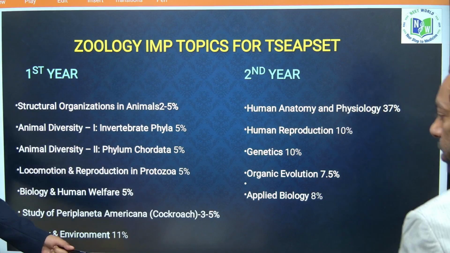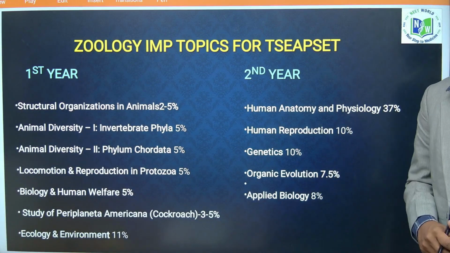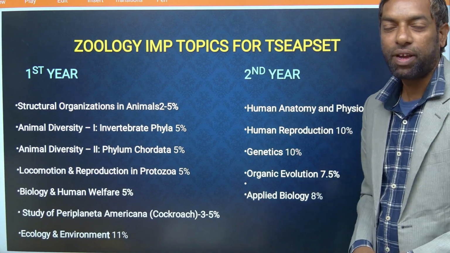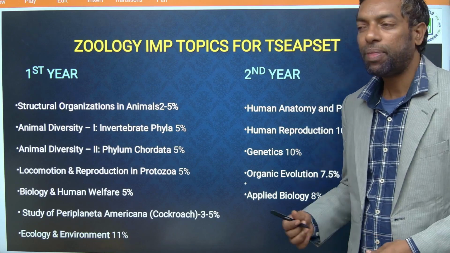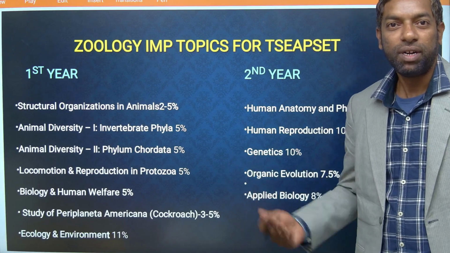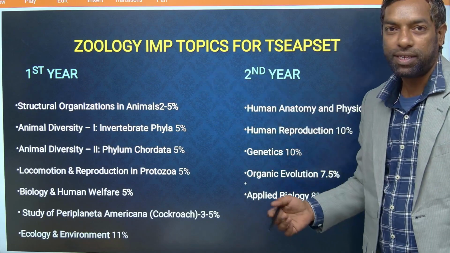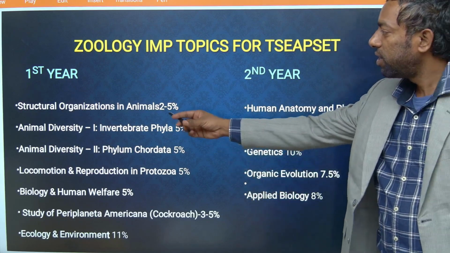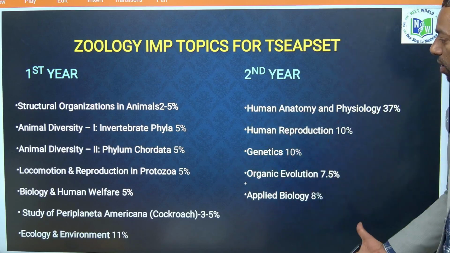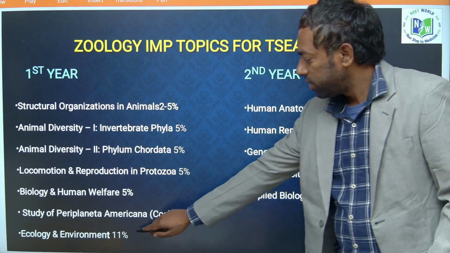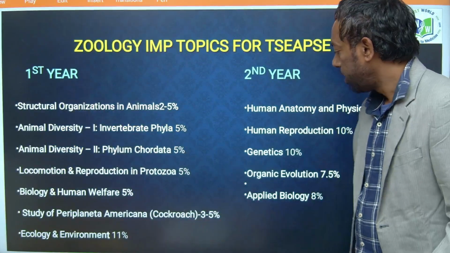Yes. Hi guys, this is Ram. I am explaining here the weightage of zoology chapters. We have to plan and schedule according to the exams. Okay, the weightage chronology from the last 10 years. Here there is a weightage of important topics. If we come to structural organization, it is 2 to 5%. You have to look into this. Ecology is 11%.